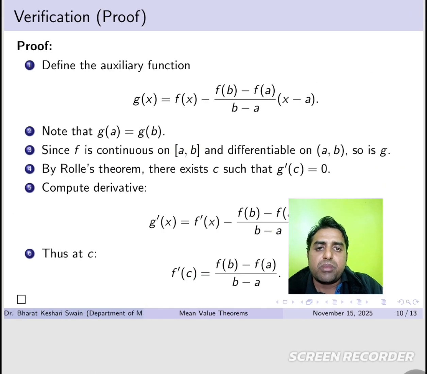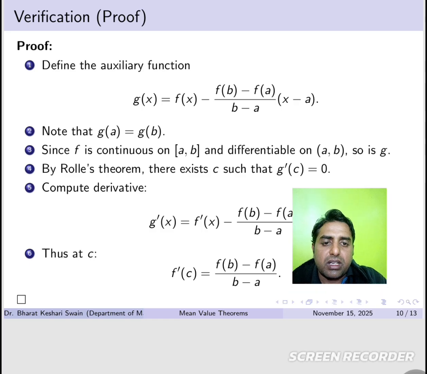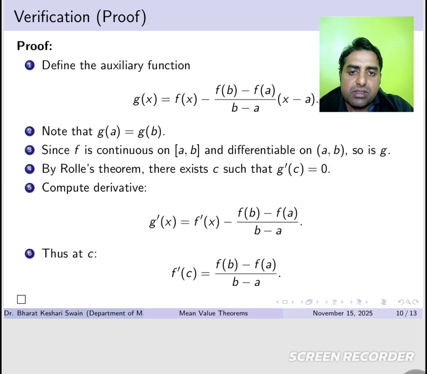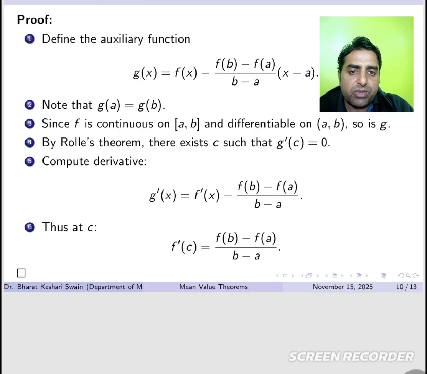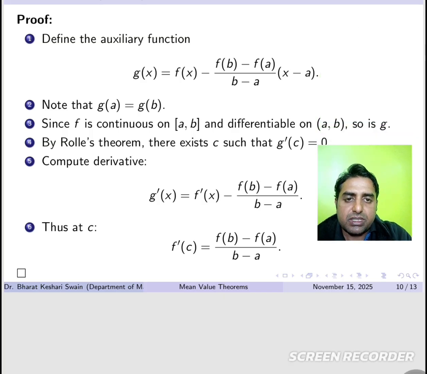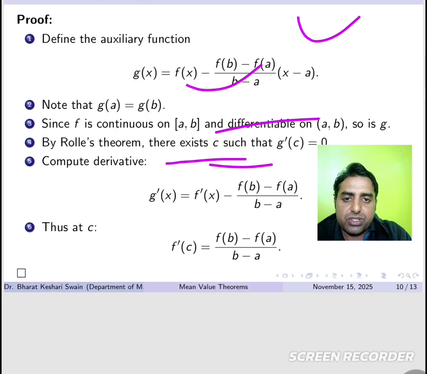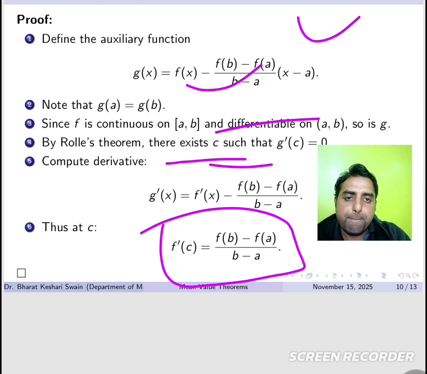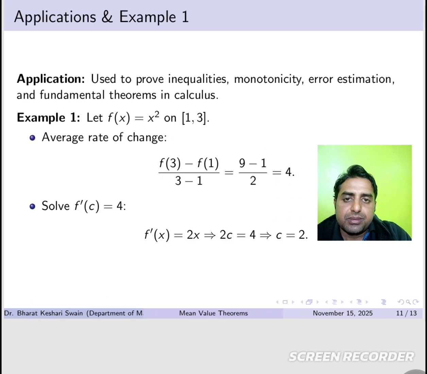Now come to the verification. Already we have computed all these things. Is it not? G of x equals this, and g of a equals g of b, it is continuous, Rolle's theorem exists, g dash equals 0. F dash c equals f of b minus f of a divided by b minus a. Okay, now come to some applications and examples.